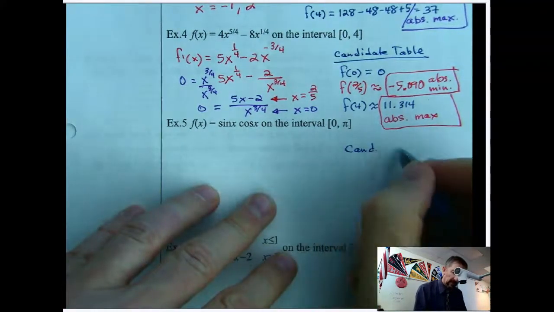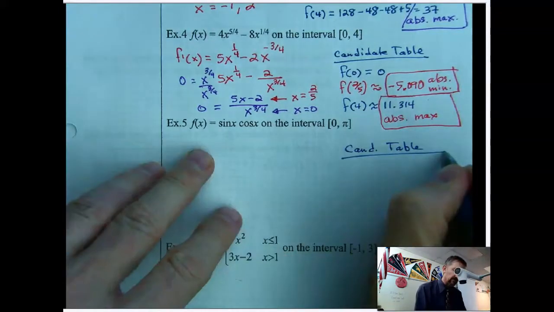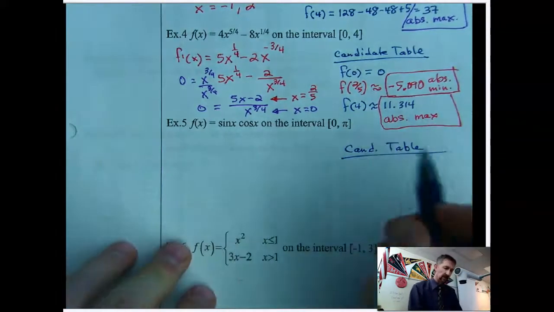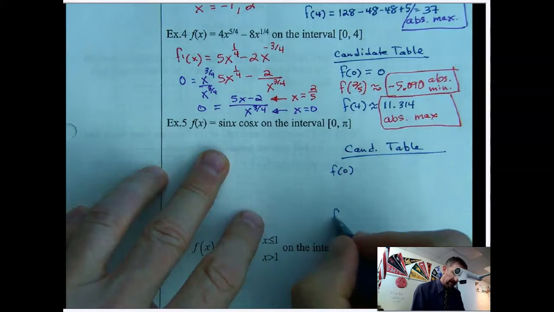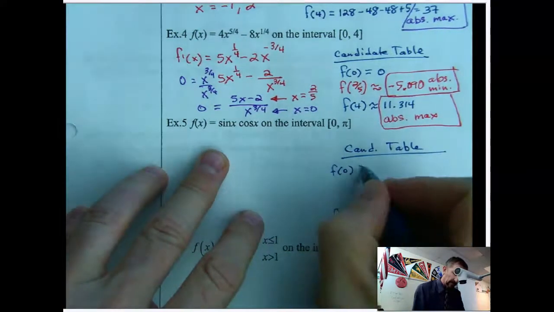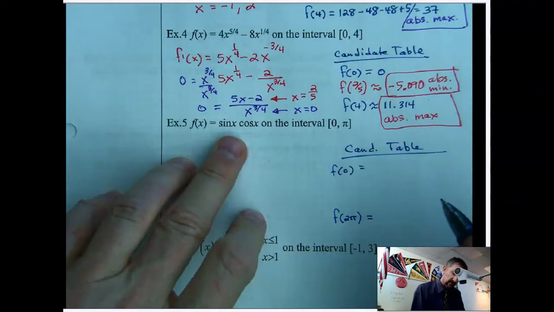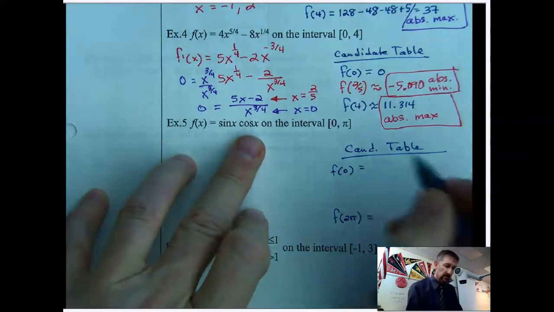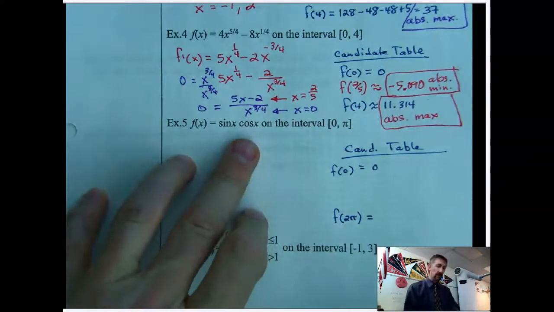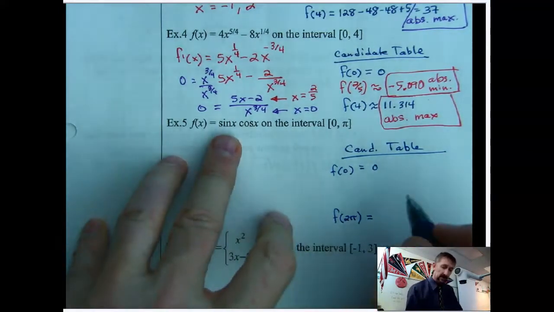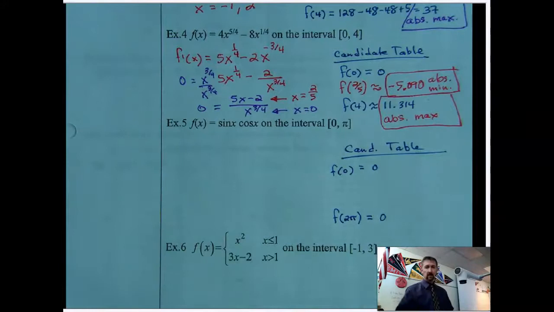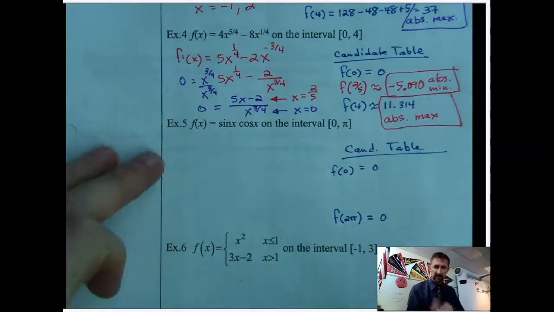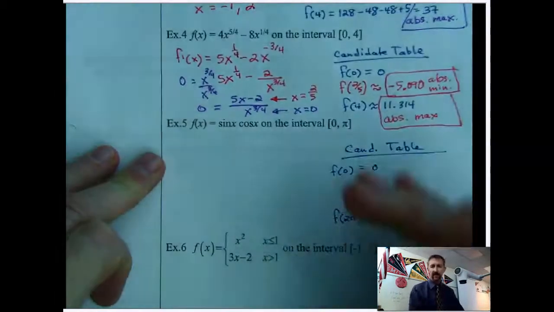Okay, so candidate table again, because it's an absolute. There's the directions for all these. So we've got f of 0, and we have f of 2 pi. So the sine of 0 is 0, cosine of 0 is 1, 0 times 1 is 0. And 2 pi, sine of 2 pi is 0, and cosine is 1. 0 times 1 is 0. Memorize the routine. It's not that hard. Same thing over and over again. It's 3 times in a row. Plug in the endpoints to the original function in a candidate table.